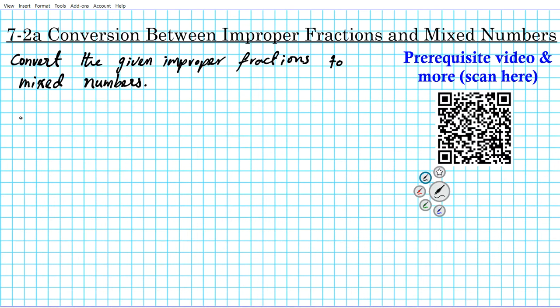All right, so for question number one, let's say you have the improper fraction 5 over 2. So how do you know that this fraction is improper? If you have a quotient of two numbers and the numerator, or the number on top, is bigger than the number on the bottom, then that's an improper fraction. A proper fraction is if the numerator is smaller than the denominator.